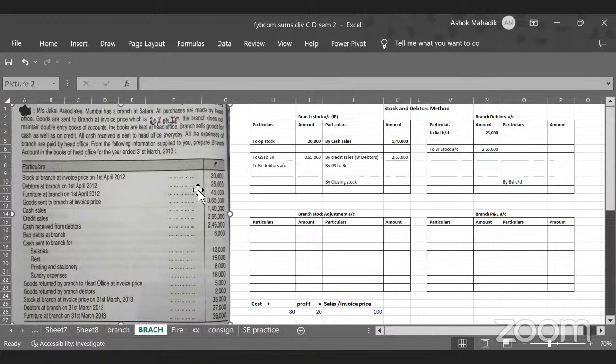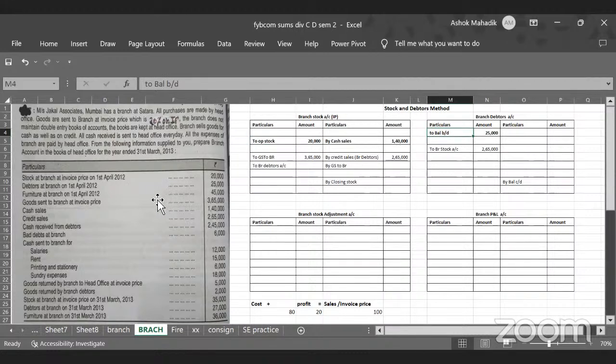I'll just show you all the posting once again. Stock at branch on 1st April, that is opening stock. So in stock we put opening stock 20,000. Debtors opening balance is given, so in debtors account we put to balance brought down 25,000.